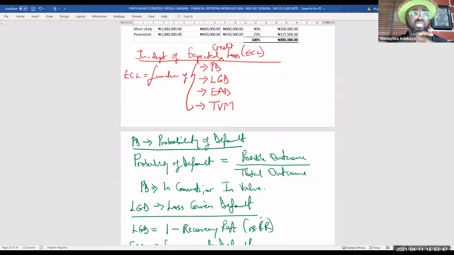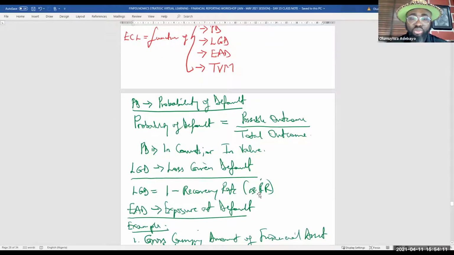What is the recovery rate? The recovery rate is based on historical data, where upon default we are able to recover a certain amount of debt, or a certain amount of contractual cash flow arising from the financial asset. What we're able to recover probably is 40%. It then means that loss given default will be 60%.